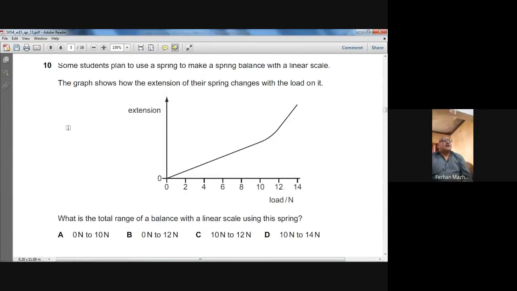The question was, what is the total range of a balance with a linear scale using this spring? Up till 10 Newton the spring was linear, the extension and the load were directly proportional to each other. But after 10 Newton, the graph is no more a straight line. So the range will be from 0 Newton to 10 Newton. So A looks the best option. Question number 10, A is the best option, sir.